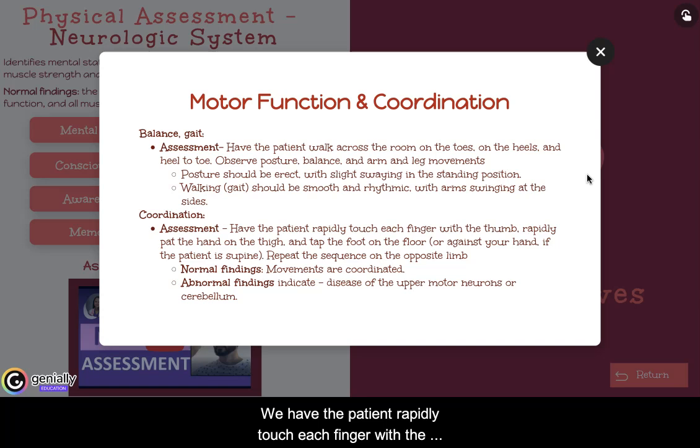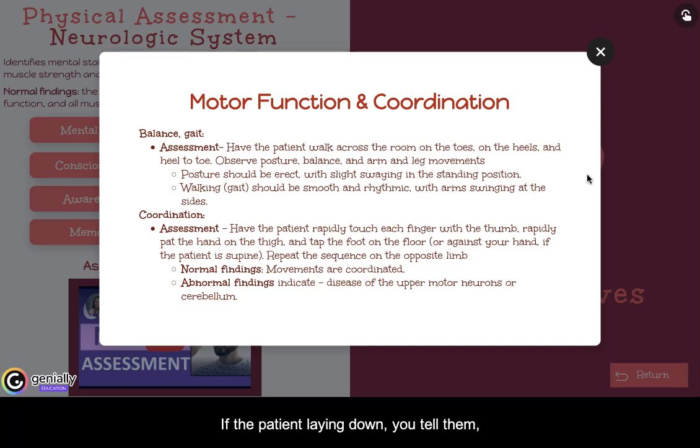We have the patient rapidly touch each finger with the thumb, rapidly pat the hand on the thigh, and tap the foot on the floor or against your hand. If the patient is lying down, you tell them to tap their foot on your hand. Repeat the sequence on the opposite limb as well.